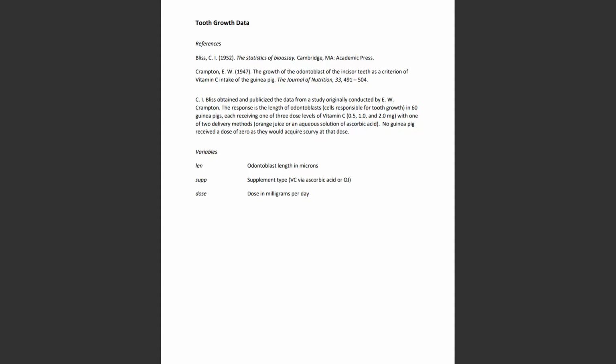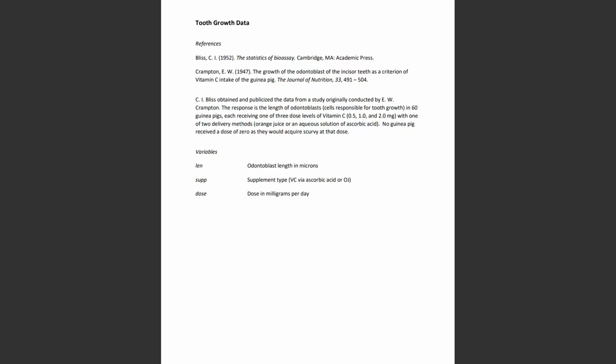Now let's look at the variables here. The first variable, length, is odontoblast length in microns, and it is going to be our response variable. Notice that it is quantitative. The next variable is supplement type. We have two different types of supplements. That is, two different ways of providing the dose of vitamin C to the guinea pig. Either we'll do it through ascorbic acid or we'll do it through orange juice. Those are the two different ways of getting the doses, one of the three types of doses or possible doses, into the guinea pigs. And the third variable is dose.